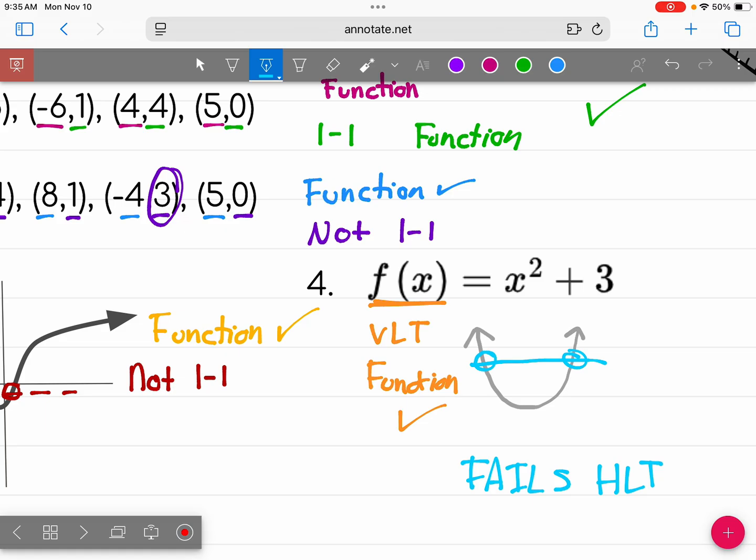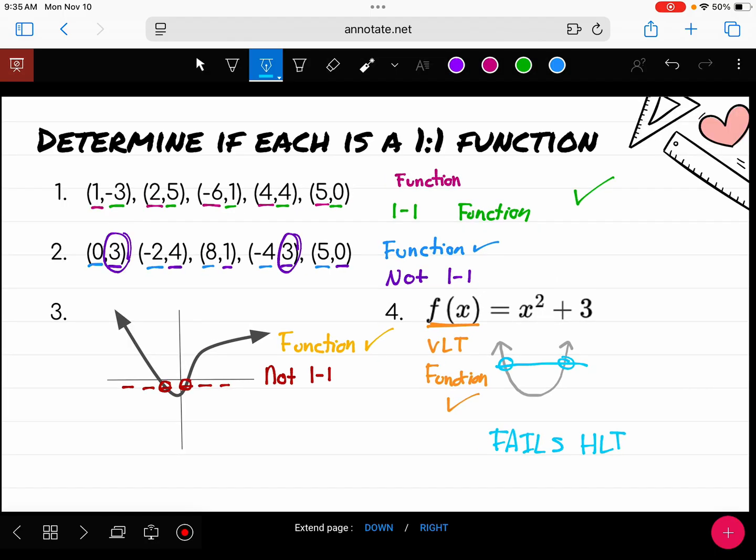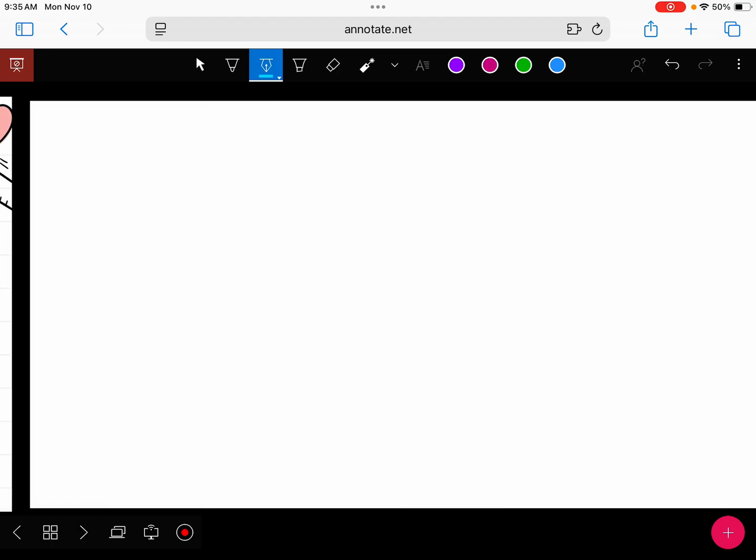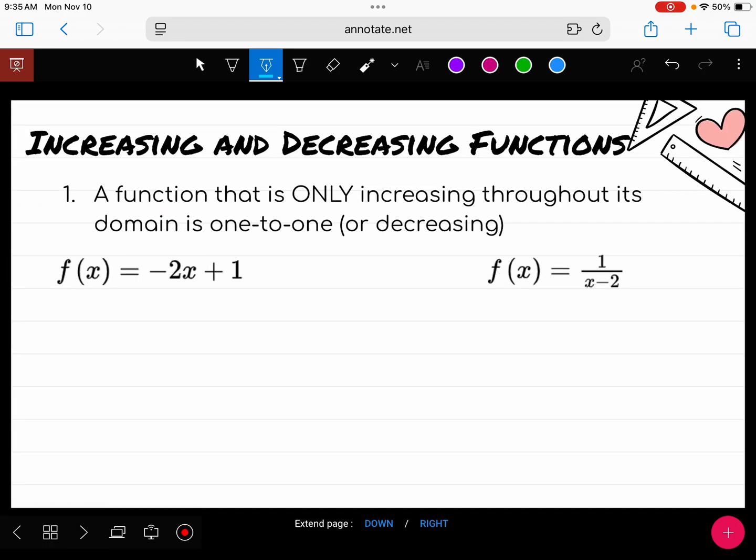It's sometimes really hard to tell when we're looking at these equations. So when we're looking at equations, we have another way that we can think about how to tell if something is or is not a function without having to sketch it out. And that would be if we have an equation and if we have a function that is only increasing or only decreasing. It never changes from going up to going back down. It never turns like that. It will be one-to-one. It is only increasing or only decreasing.